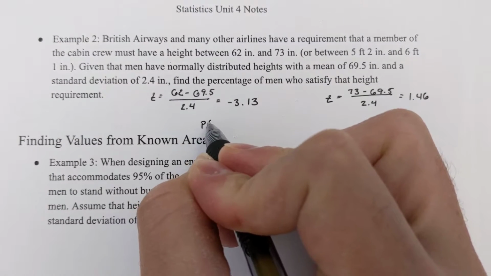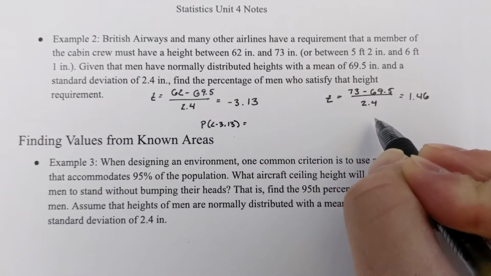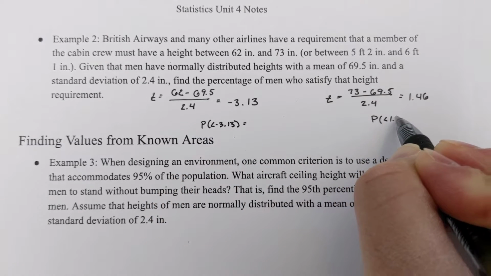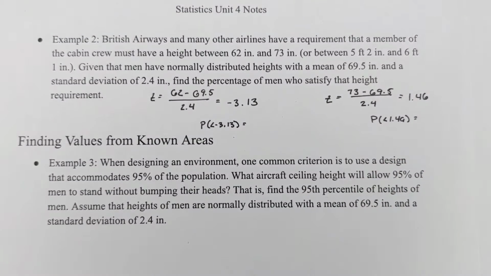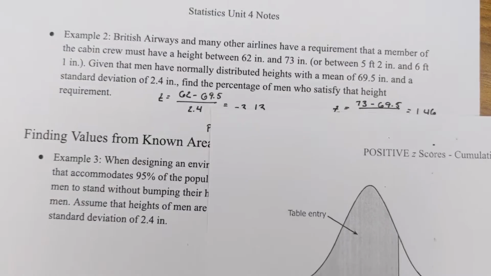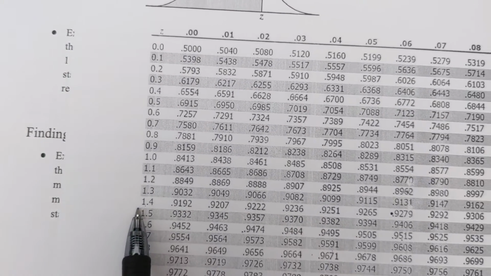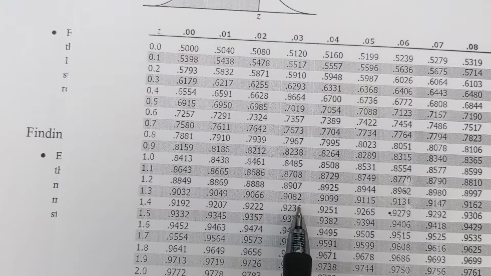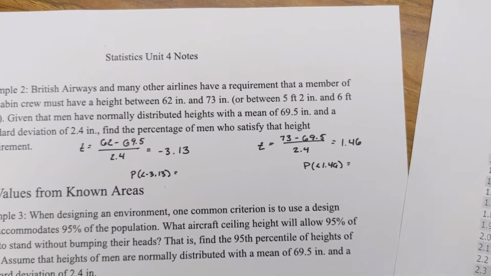And then I need to convert those into percentages. So the likelihood that I am less than negative 3.13, and the likelihood that I'm less than 1.46. And then I'm going to find the difference between these two values. The first one's a negative z, so we'll do the positive one first since that's closer. So 1.46: 1.4 down and 6 across, 0.9279.